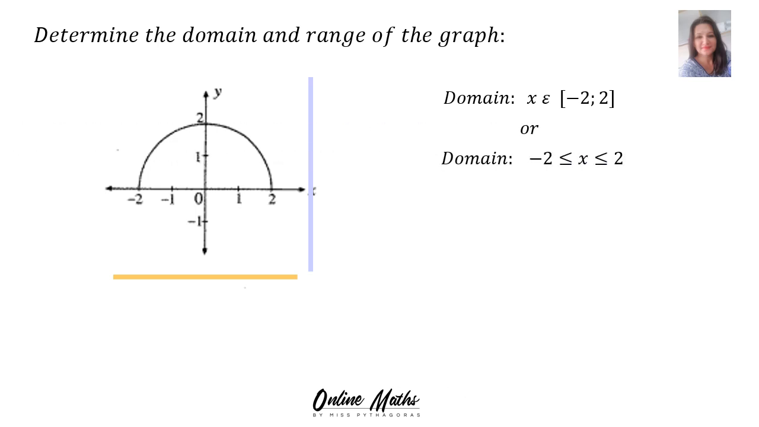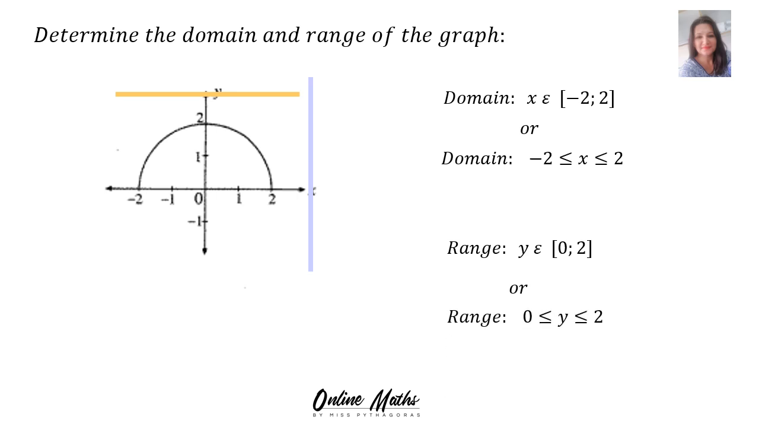Or we can write it as the domain, x is greater or equal to -2 and x is smaller or equal to 2. And then for the range, we will move vertically upwards. So we will start at the bottom, move our ruler up, and therefore we can say that the range is y is an element of 0 included up to 2 included. And another way of writing that is for the range, y is greater or equal to 0 and y is smaller or equal to 2.